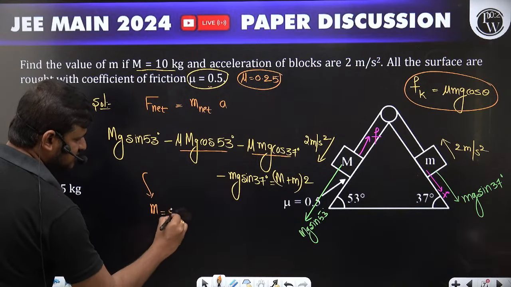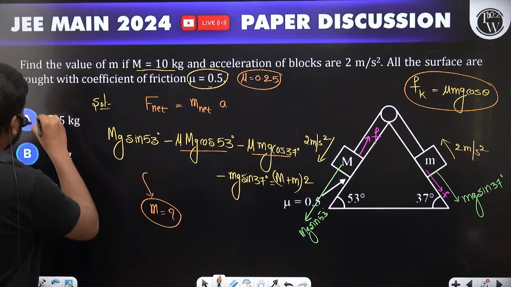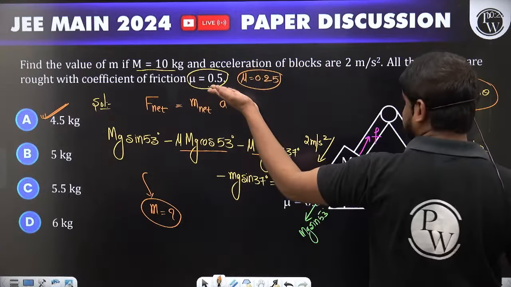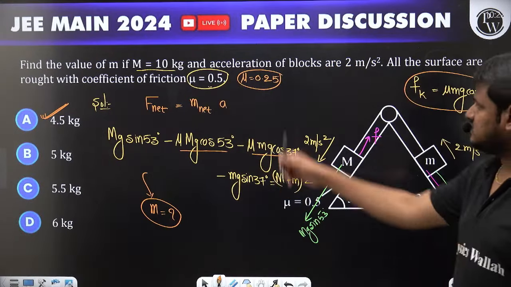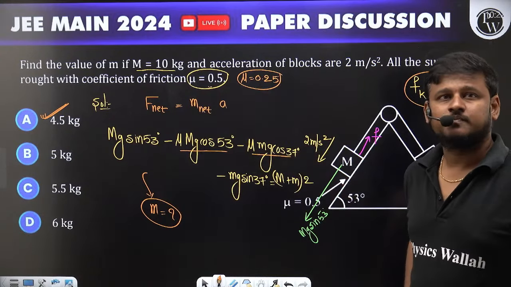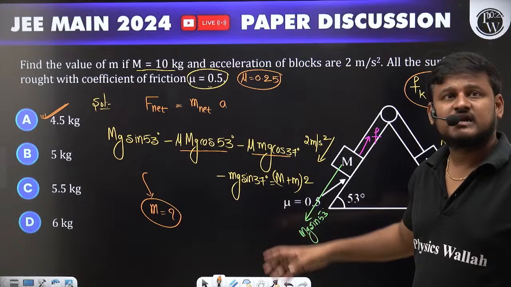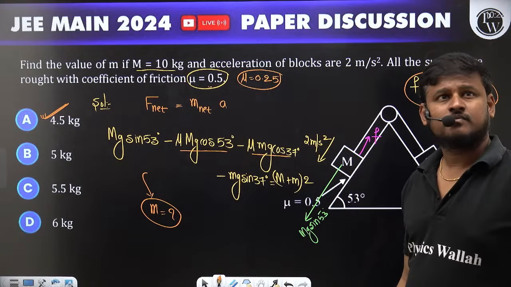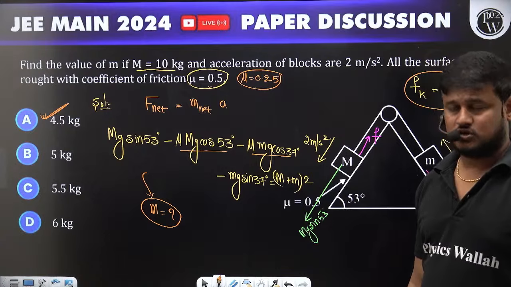As per students, they are saying it's 4.5 kg, so I'm considering it as 4.5 because I don't know the exact value, whether the mu value is 0.5 or 0.25. So you can take both. Okay, so where you are getting the correct answer, you can just check. Done? Chalo, good.